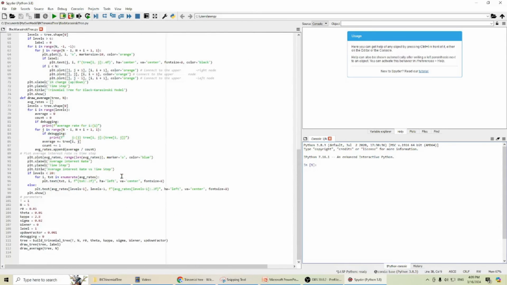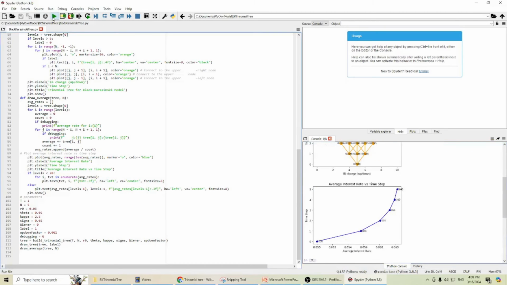Okay, now let's run our model. You can see, first time I put this Wiener process at 0, so we don't consider this Wiener process. It will start from the initial interest rate 0.05, and you see over time it will go to 0.06, which is this theta, this mean reversion level.